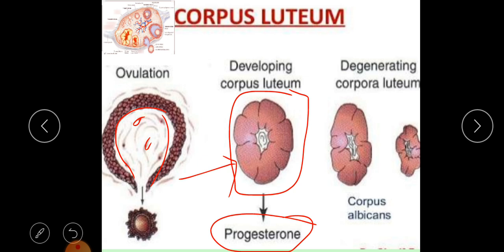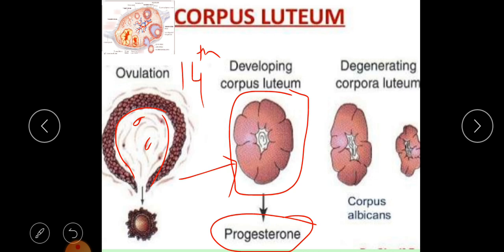So one thing we have to understand: in a 28-day period cycle, on the 14th day, the LH surge occurs, in which the luteinizing hormone increases to its peak level. At that time, ovulation is going to take place. That is on the 14th day of the menstrual cycle.